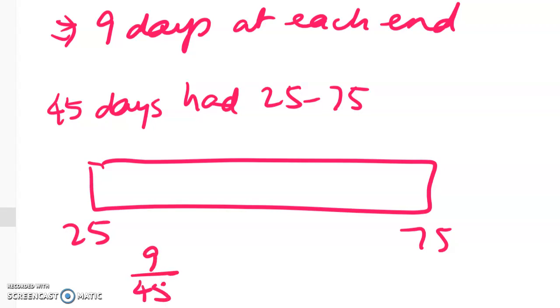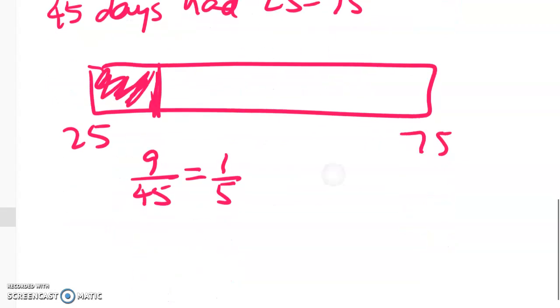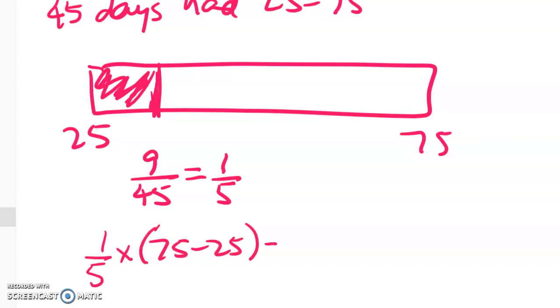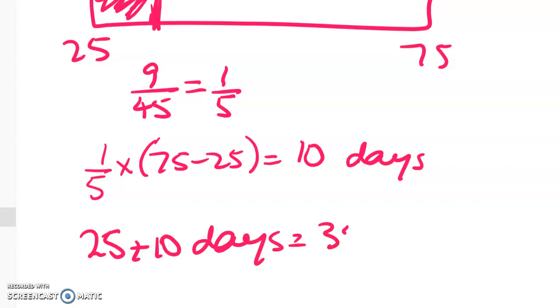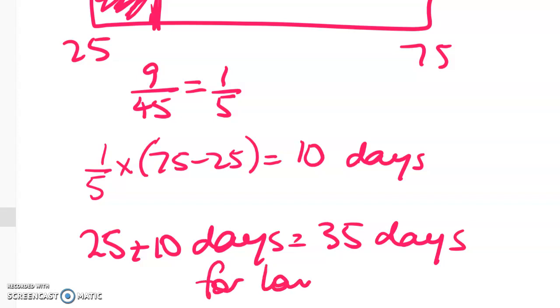And so 9 over 45 is 1/5. So if we go 1/5 of the way along here, so 1/5 of that distance gives me 10 days. And so we're going to add that on to 25. So 25 plus 10 days gives me 35 days for my lower bound or lower limit.